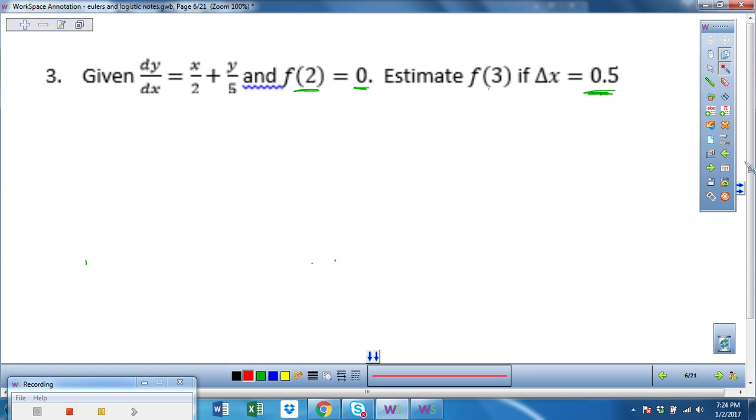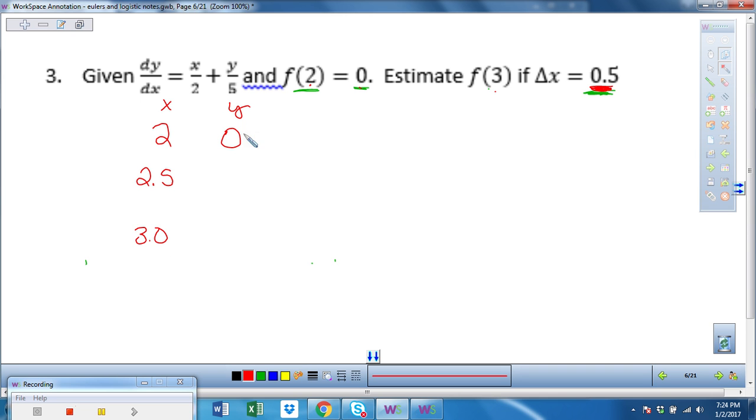What I would suggest is that you pause this video and try the next one, and then come back and see if we get the same answer. Okay, welcome back. So this one, our initial condition is x is 2 when y is 0. We're trying to get to 3, but this time we're told that delta x is 0.5. So that means we're going to do it in 2 steps. So we start at 2, and then we go to 2.5, and then 3.0.